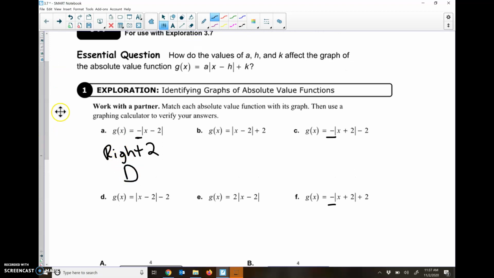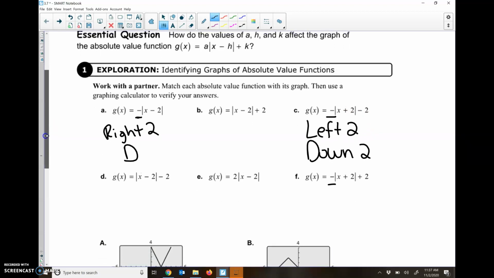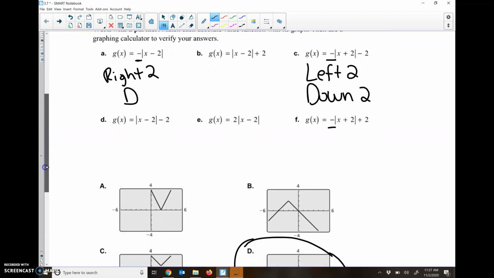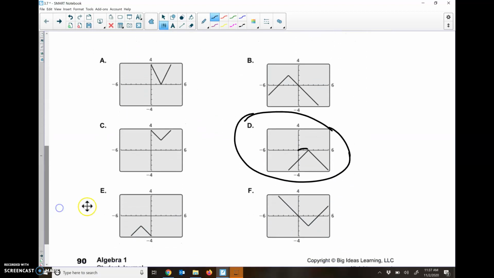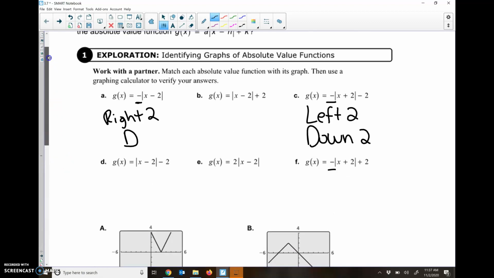All right, C here has the same thing, the minus sign, so I'm looking for one that's upside down. It has a +2, so this +2 means it's going to go left 2. And then it has this -2 on the outside, so that means it's going to end up going down 2. So I'm looking for a graph that's upside down because of the first negative sign, goes to the left 2 because of the +2, and goes down 2 because of the -2 at the end. And it looks like that one is going to be letter E. Instead of 0, 0, it's going to go left 2 and down 2, and that's the vertex of that graph.